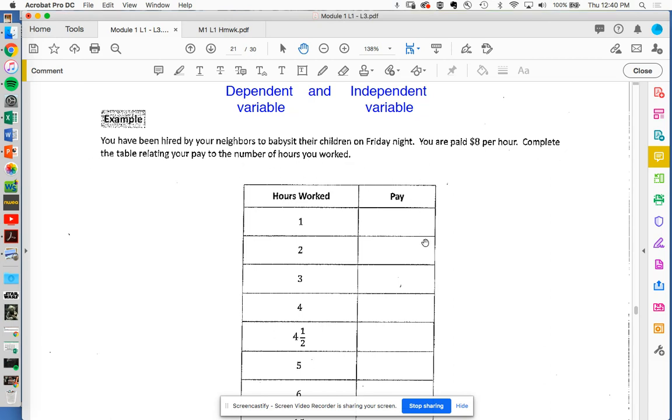Now, what I want you to do is complete the table. But first, though, what is the dependent and what is the independent? What variable, I'll even give you 2 guesses. What variable is tied to the dependent variable? What one was that? The X or the Y? Yes, Cal?